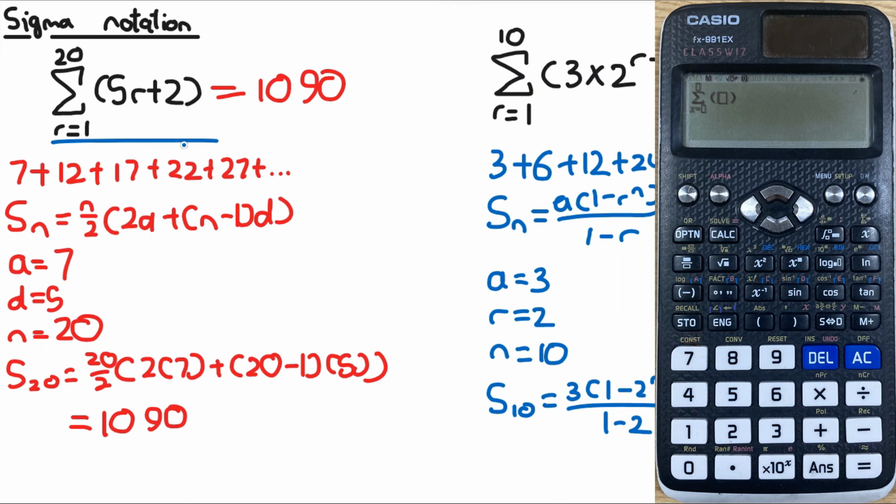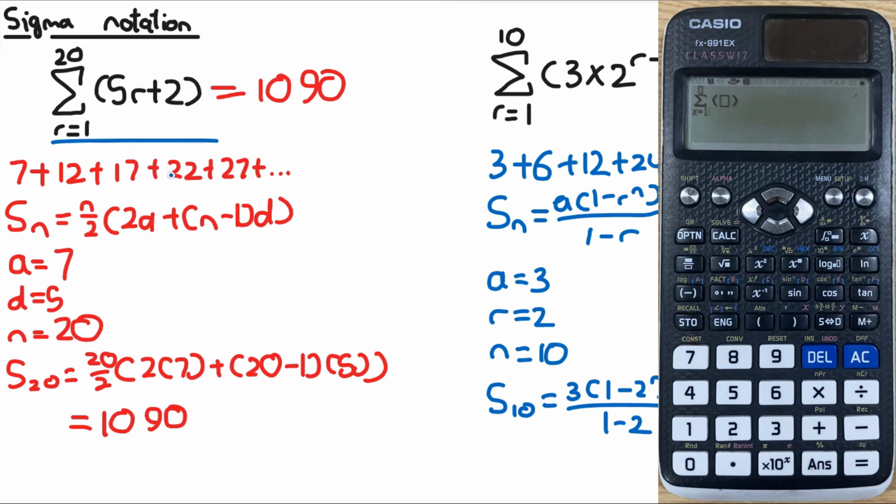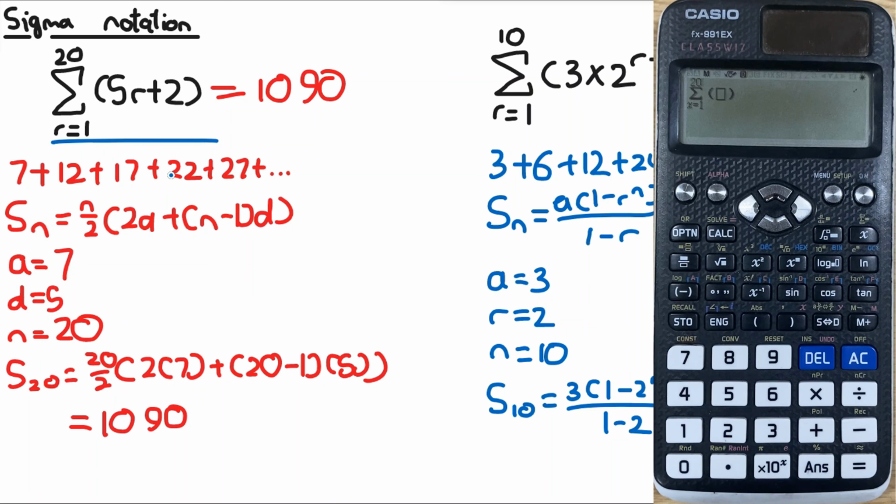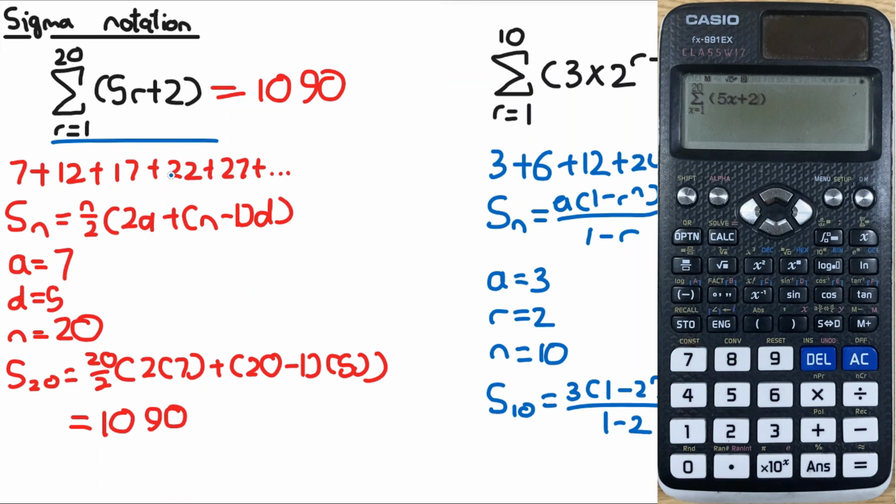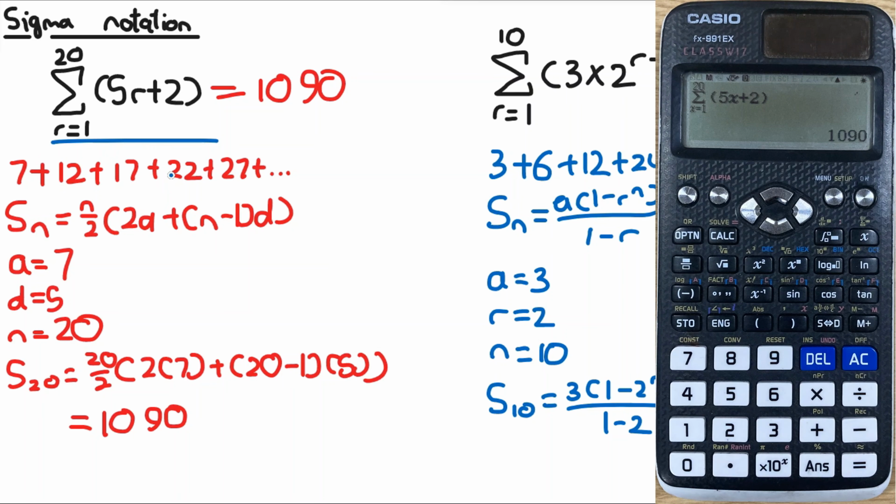So let's start with this sigma here. So for this first one, if you put 1 in as the x is equal to, and then 20 as the number on top, and then you put in 5x plus 2 as the expression and press equals, it also gives out the same value that we've got, 1090 here. You can put the x in the expression by using the x button here on the calculator.